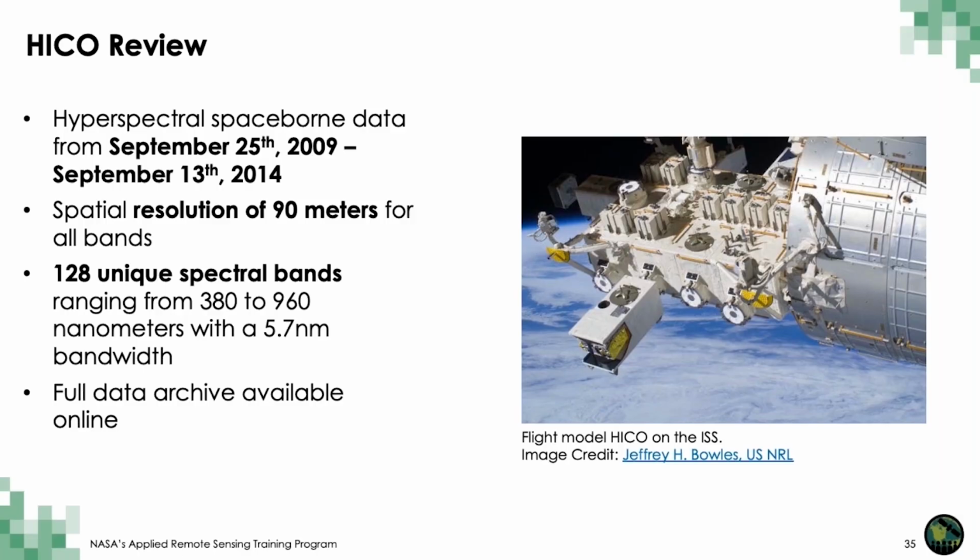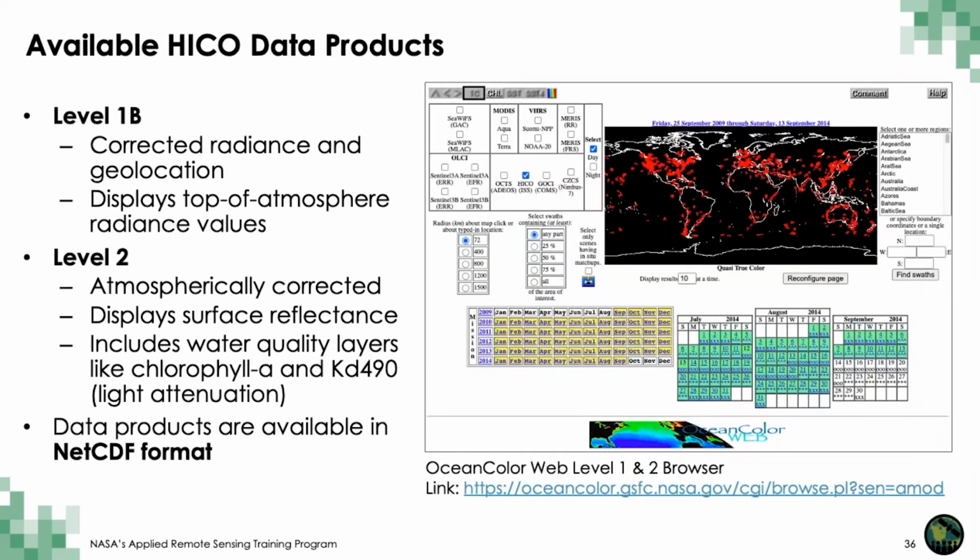HICO's spatial resolution is 90 meters with a standard scene width of 42 kilometers and a standard scene length of 192 kilometers. The full HICO data archive is available online through the NASA Ocean Color Web browser, and that's what we're going to be going over in this data access demo. HICO data are readily available at 2 processing levels through Ocean Color Web.